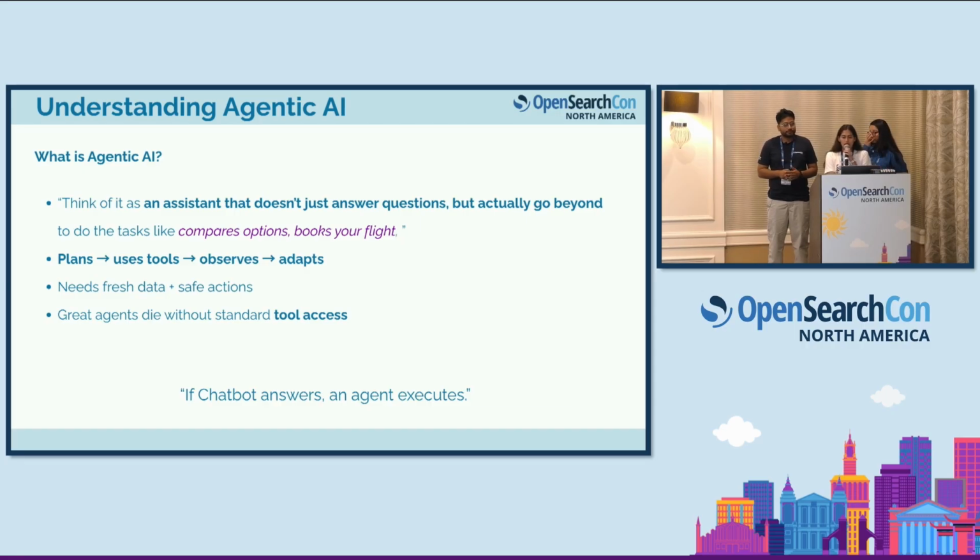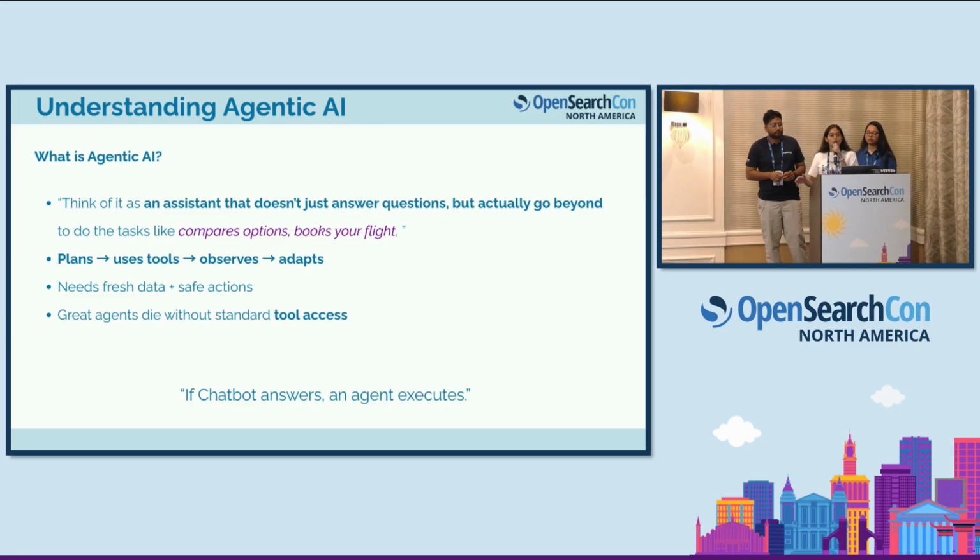At its core, an agent plans what needs to be done, chooses and uses tools, observes the outcome, and adapts if needed. It's not just a one-shot question and answer. It's an ongoing loop of planning and action. But for this to work, agents need constant access to fresh, trustworthy data and a safe way to act. Without that, they become useless quickly. That's why I like to say, if a chatbot answers, an agent executes. So just imagine, you want to book some flights and you ask, is there any flight for tomorrow? You will get an answer.